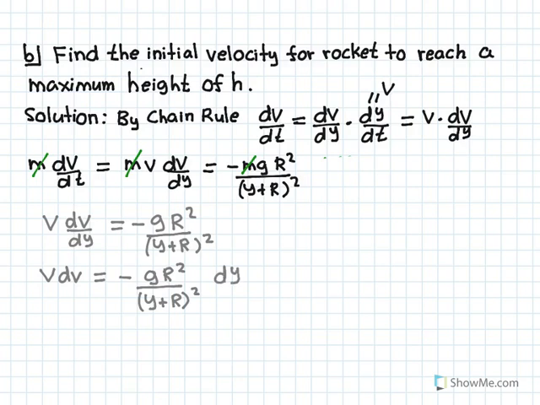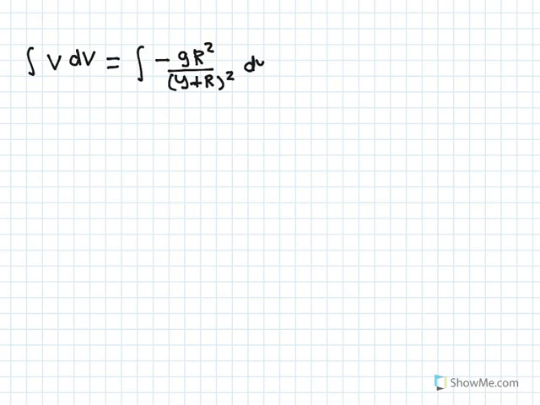Alright, so now the next step is to integrate both sides. So integrate the left-hand side with respect to v, which is velocity, and integrate the right-hand side with respect to y, which is height. Alright, so let's do that. We have integral v dv is equal to integral minus g r squared divided by (y plus r) all squared dy. We'll apply U substitution.